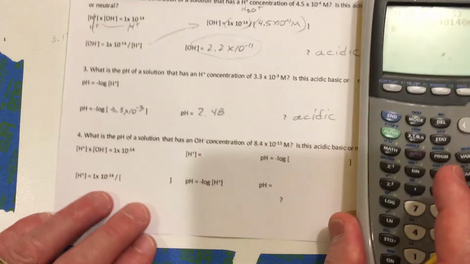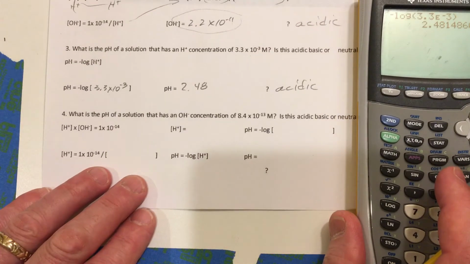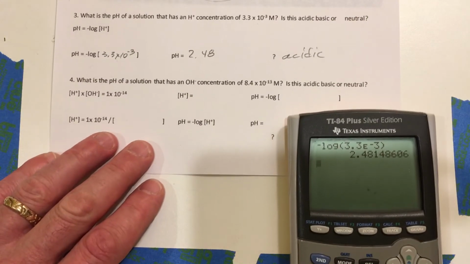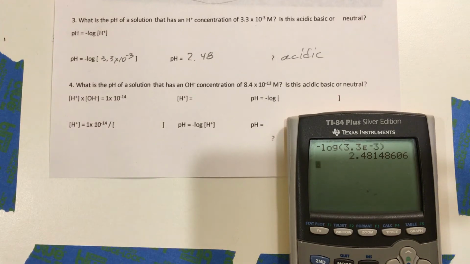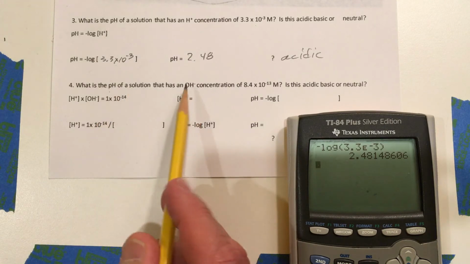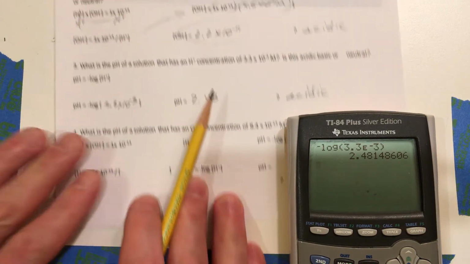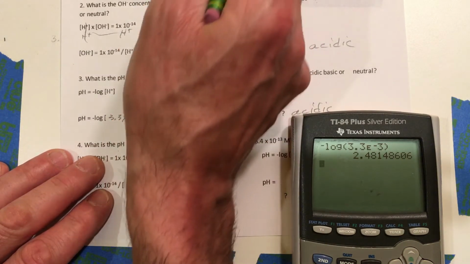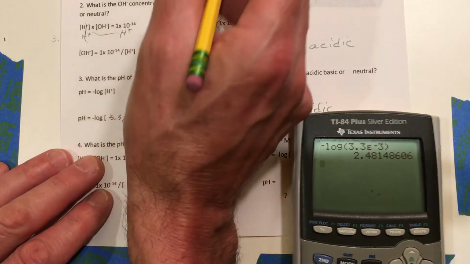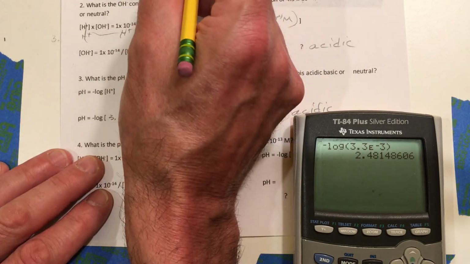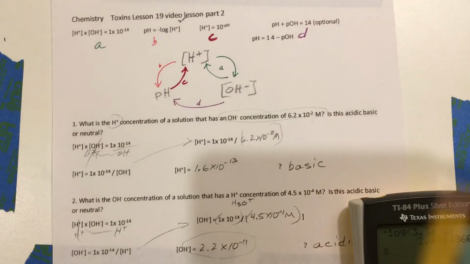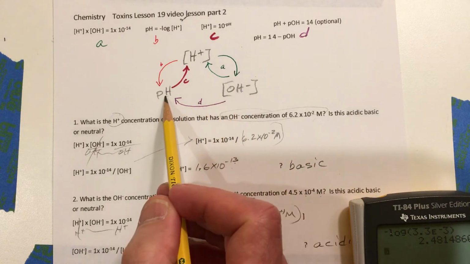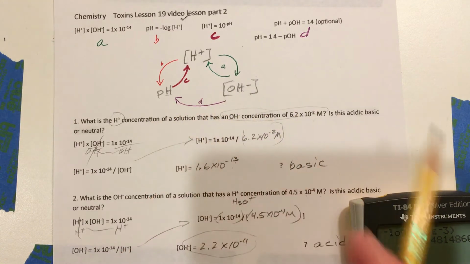And this next one here, what is the pH of a solution that has an OH concentration of 8.4 times 10 to the negative 13? Is this acidic, basic, or neutral? So we want to find the pH, but this time we're starting with the OH. So there's two ways to get there. We can go this way with this little fanciness up here, or we can do a two-step problem from here to here. Oops, sorry. We're trying to go from hydroxide to pH in this problem.